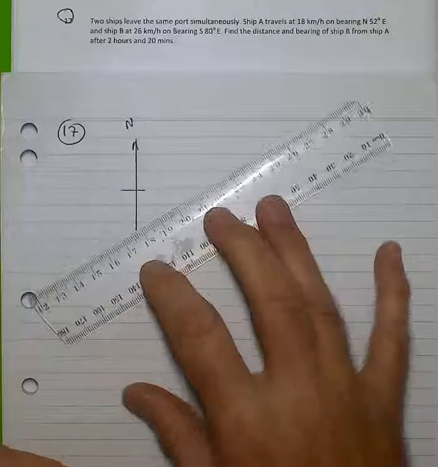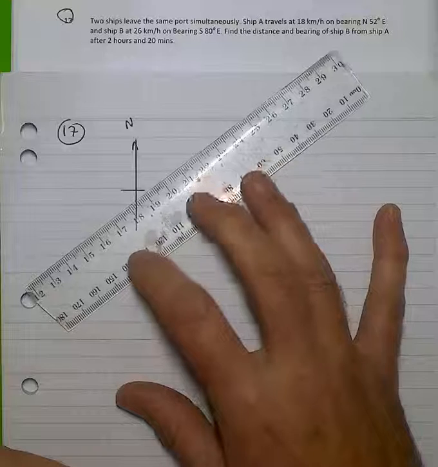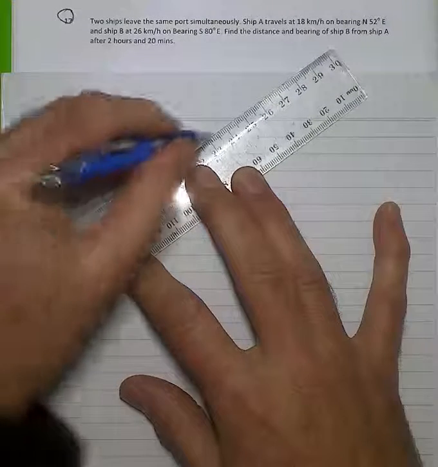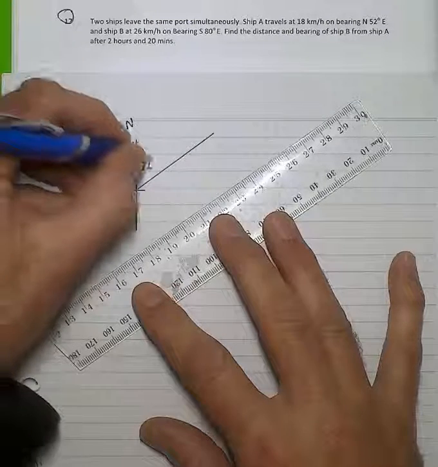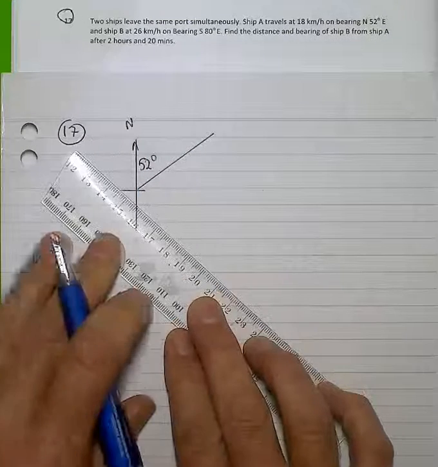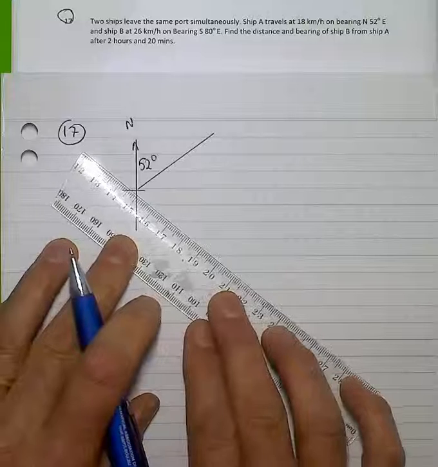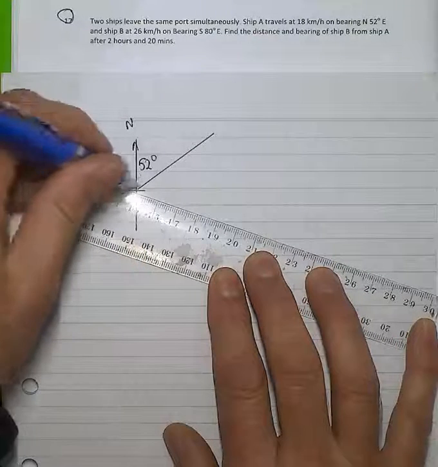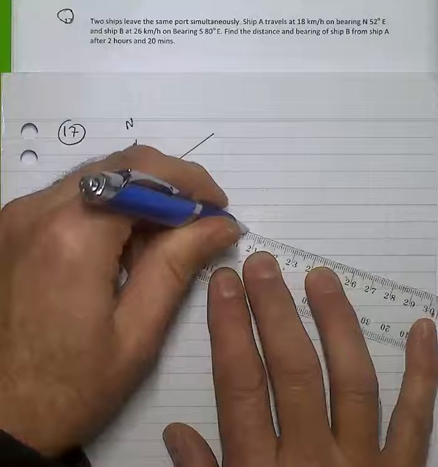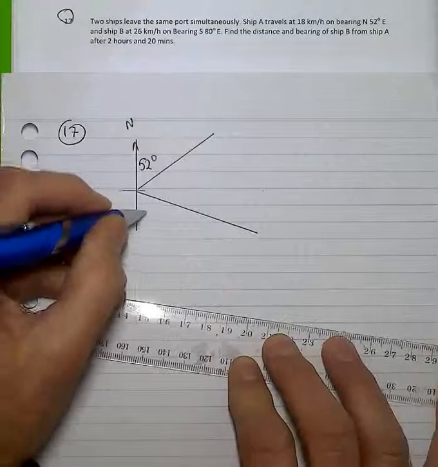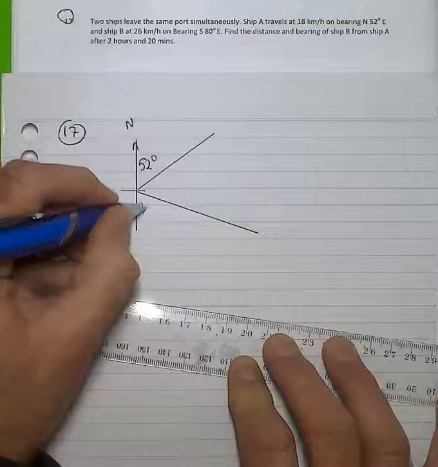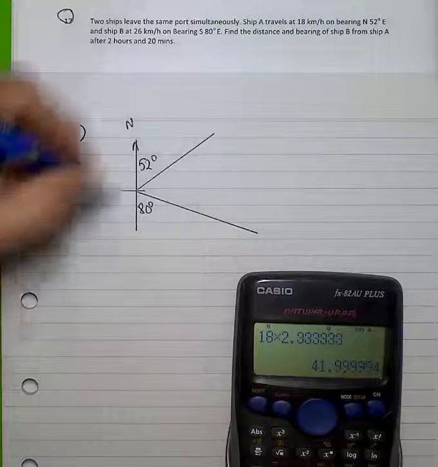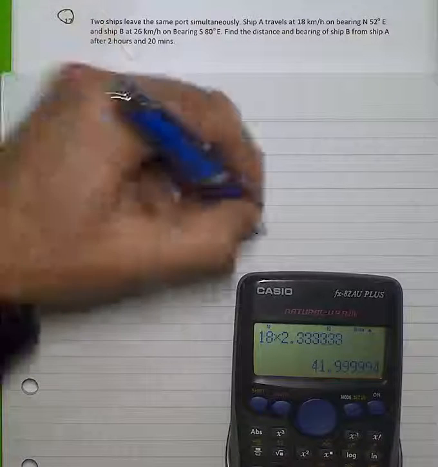So in the first instance, we've got a ship A travelling 18 kilometres an hour on a bearing of north 52 degrees to the east. And then a ship B at 26 kilometres an hour on a bearing of south 80 degrees to the east. It's about there. Now, clearly, this ship B is going to be travelling a little quicker, so hence it will go further. Off to the side, let's just work out how far boat A has been going, and then boat B.